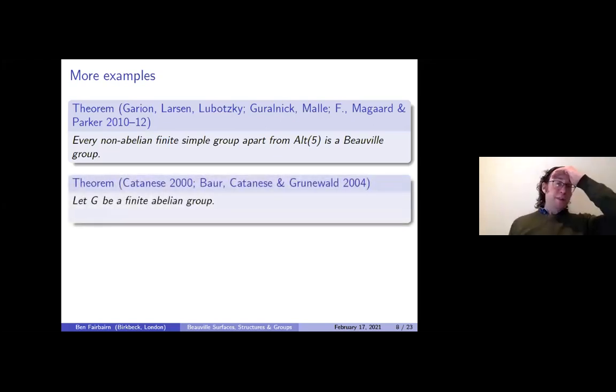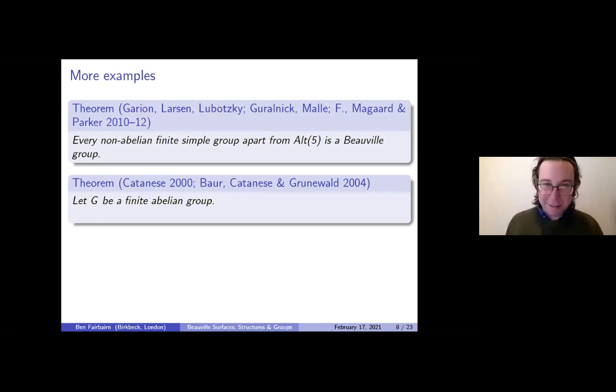Okay, so in Catanese's original paper in 2000, he got interested in finding examples. Well, if you're not a group theorist, like Fabrizio Catanese, an algebraic geometer, then the easiest finite groups to deal with are, of course, abelian groups. And he thought, well, can I write down some abelian examples? And it turned out he could.